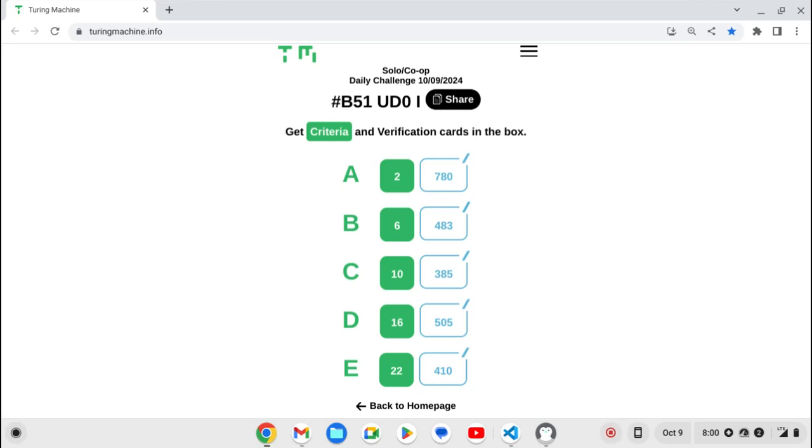Let's begin. Today is October 9th, 2024, and we're solving the Daily Turing Machine Puzzle. Today's all-even lineup of criteria cards include criteria cards 2, 6, 10, 16, and 22, and the puzzle uses the blue verification cards. The code above is your way to get more information on today's puzzle by searching the code on turingmachine.info. Let's go solve.